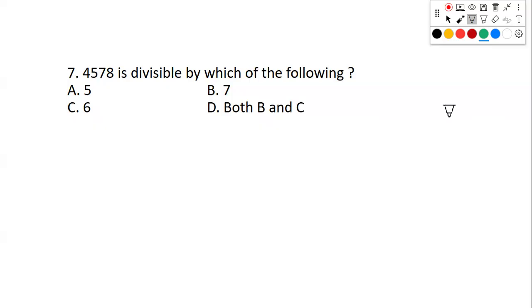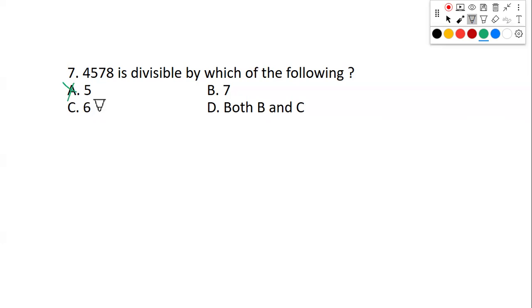I think some of you are giving me the answer. Which of the following? Is it divisible by 5? Eliminate the choices. So how to approach this question? Is it divisible by 5? Definitely not. Is it divisible by 7? I have to work it out.